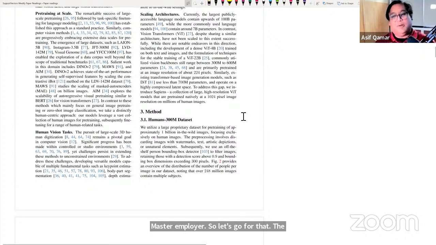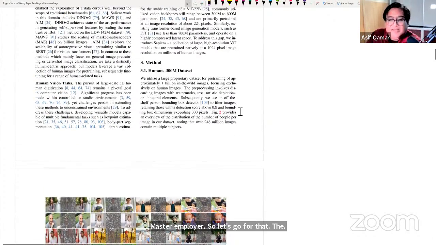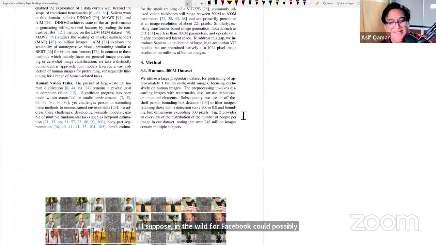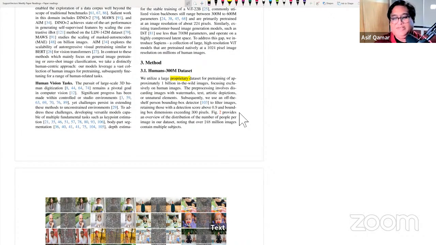So the method. How did they go about doing it? This is interesting. We utilize a large proprietary data set for training of approximately 1 billion in-the-wild images, focusing exclusively on human images. I suppose in the wild for Facebook could possibly mean the vast majority coming from their own data set, because notice the presence of the word proprietary. The pre-processing involves discarding images with watermarks, text, artistic depictions, or unnatural elements. So in other words, remove the obvious noise. Throw away those images.